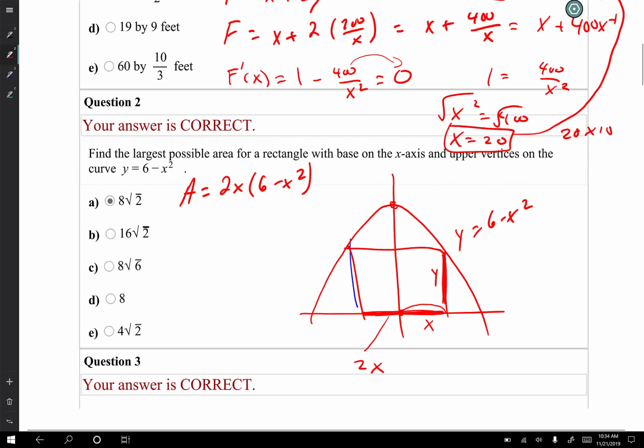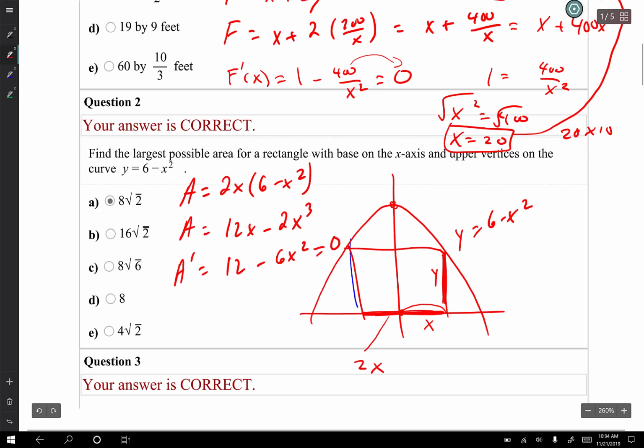Distribute the 2x. So area equals 12x minus 2x cubed. And here we go. A prime equals 12 minus 6x squared. I'm going to set that equal to 0 to get my critical number. Move the 6x squared to the right, but I like to write it on the left-hand side. 6x squared equals 12. Divide by 6, so you get x squared equals 2. And then we're going to take the square root. So x equals the square root of 2.